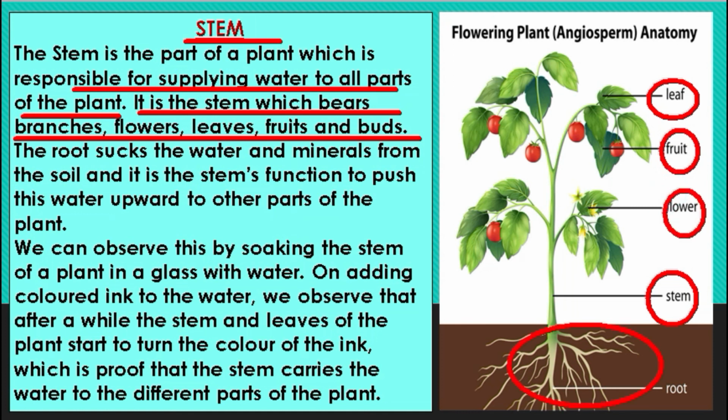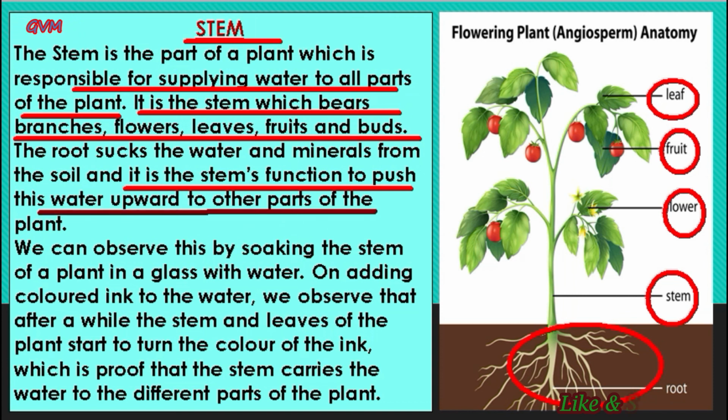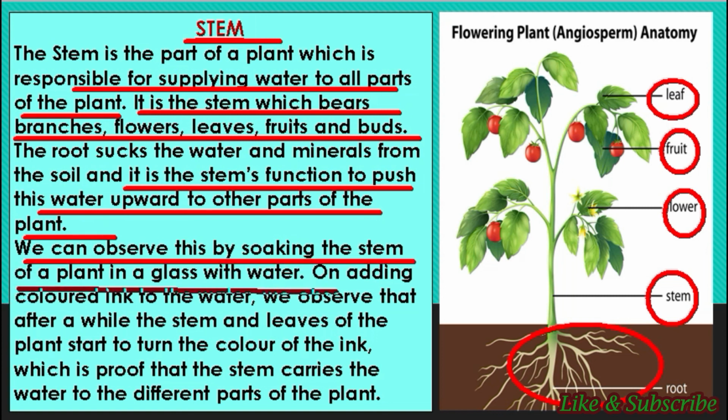And students, as you all know, in a plant the roots absorb the water and minerals from the soil, and then this water and minerals is transported by the stem to the other parts of the plant in upward direction. And students, in fact, you can also observe this phenomenon just by soaking the stem of a plant in a glass with water by adding colored ink into it.